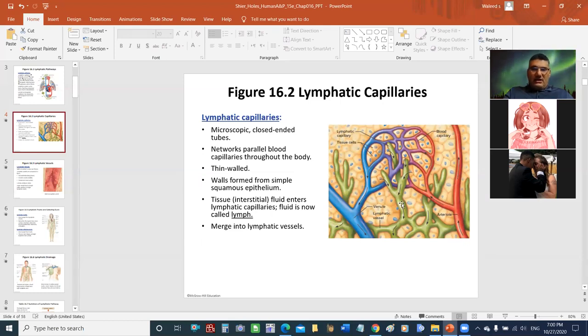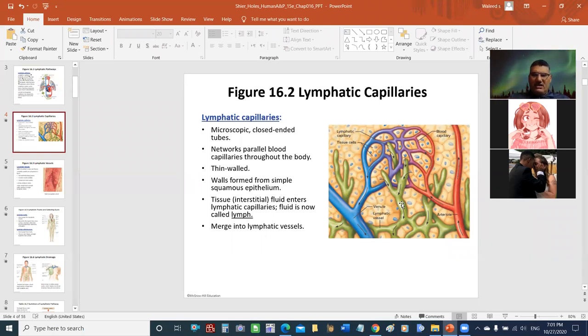Okay. Number three, it has valves. You have valves in the lymphatic system, just like the veins. Why? Because the blood pressure in the lymphatic system is very low, just like the veins or the venules. So you need valves so that when the lymph moves, it doesn't go back.